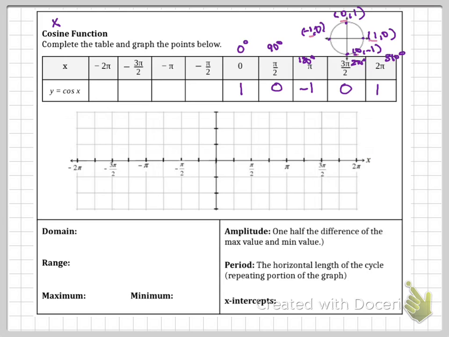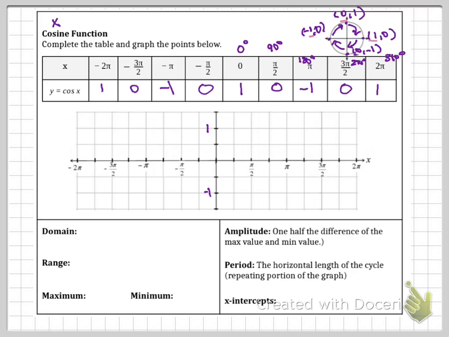And then if we go backwards to negative pi over 2, our x is 0. At negative pi, we're at negative 1. At negative 3 pi over 2, we're at 0. And at negative 2 pi, x is 1. So let's graph these points here. So when we do that, let's label this positive 1 and negative 1.